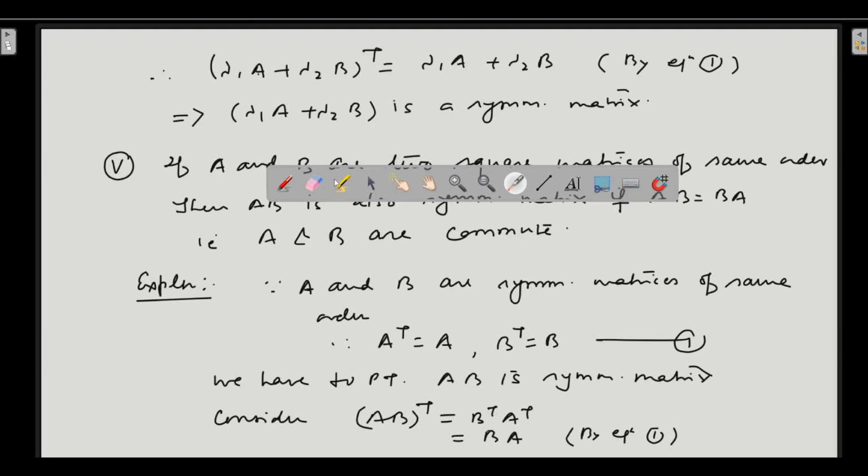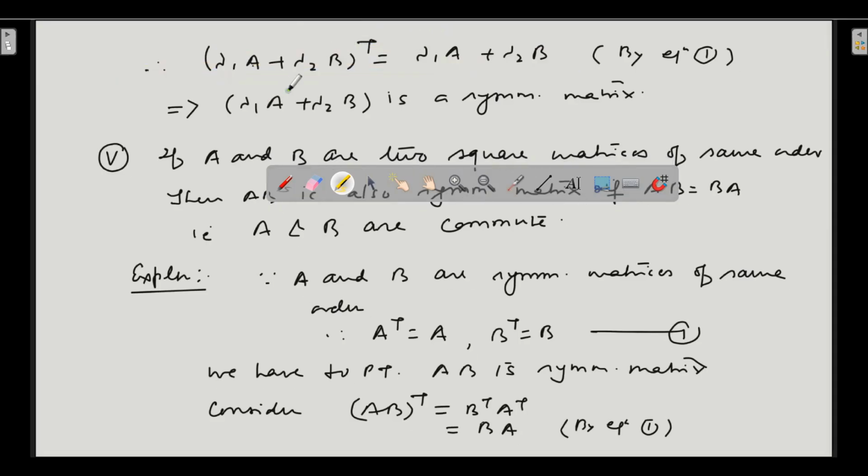Now have a look at this particular expression. After you look at this particular expression, you can certainly say that this particular thing is a symmetric matrix. Only then, if this condition holds good, this is the conclusion. Okay, and what is the conclusion? λ₁A plus λ₂B is a symmetric matrix. So we have successfully showed that λ₁A plus λ₂B is a symmetric matrix.